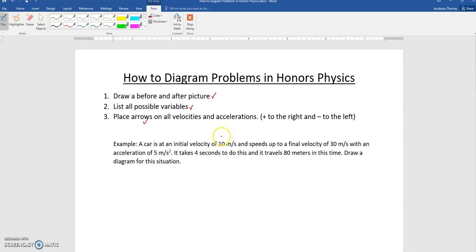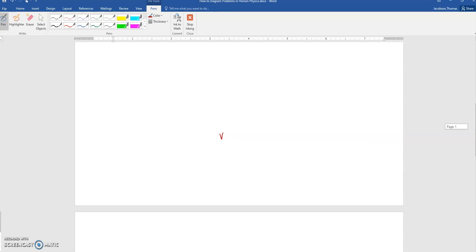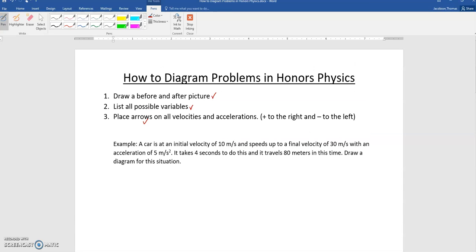So we can go through and we could say, all right, the initial velocity of this car is equal to 10 meters per second. And we could say the final velocity is 30 meters per second. And I know right here that my acceleration is equal to 5 meters per second squared. My time is 4 seconds. And my delta x, the distance it travels, is 80 meters. So you could list that out. But we're actually going to draw a picture, a cartoon, if you will, of this.